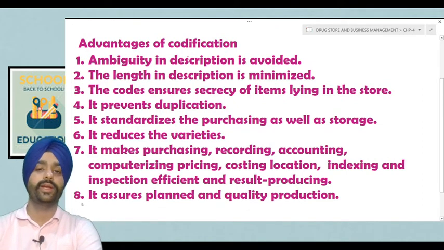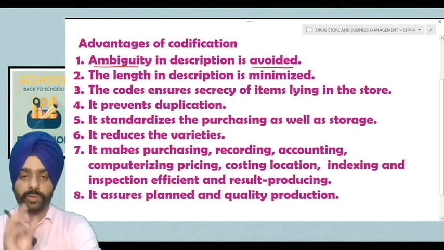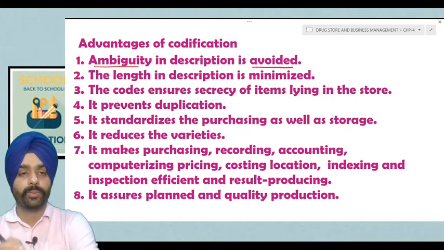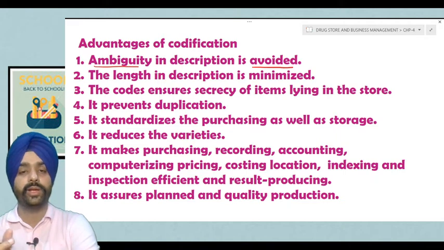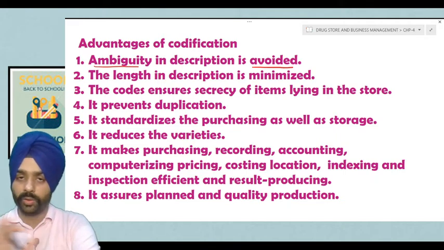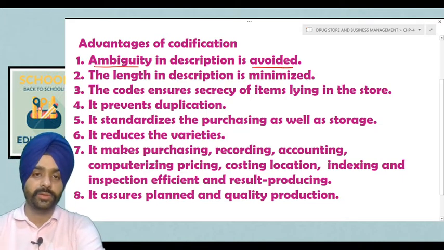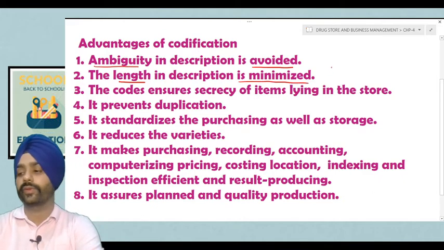Number one, ambiguity in description is avoided, because there is not a single code for two different products. So every product ID is unique, and ambiguity or doubling cannot occur. The length of description is minimized, because a code may contain only alphabets and numbers, which are 2 to 3 digits, so they can easily be stored.